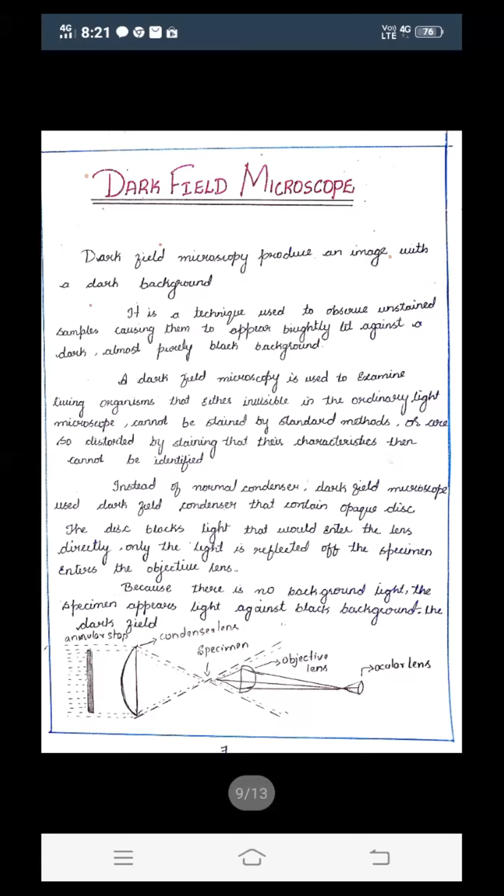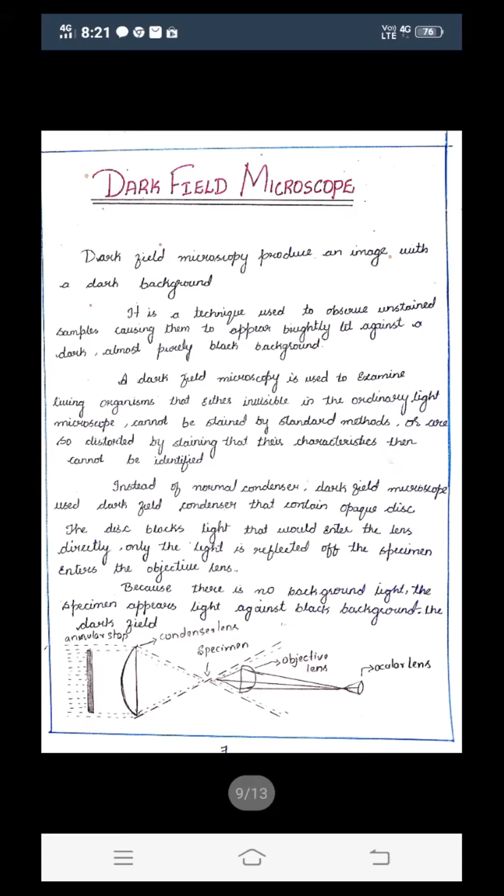A dark field microscope is used to examine living organisms that are either invisible in the ordinary light microscope, which we cannot see through our eyes. In this method we can see them.